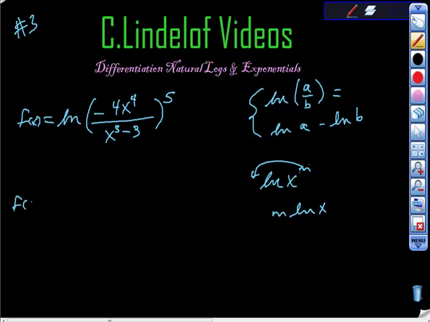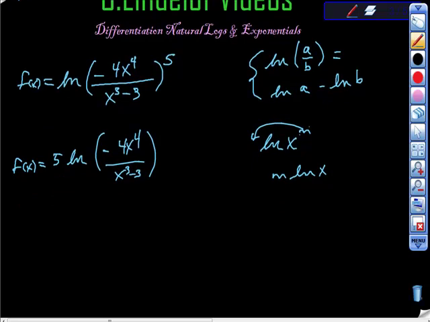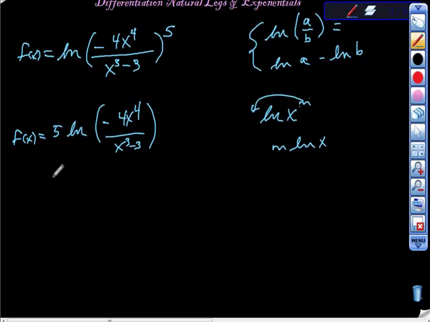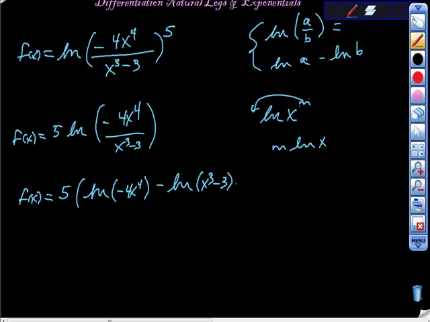So I'm just going to rewrite the function really quickly and say that I have 5 ln of negative 4x to the fourth over x cubed minus 3. And then I'm just going to push through, so I'm going to use these rules of exponents. So check this out. I'm still just rewriting the function into a form that I can take a derivative of. So I have 5 times ln of negative 4x to the fourth minus ln, remember you have to have ln again, of x cubed minus 3, right?